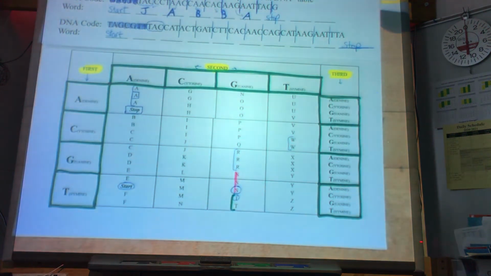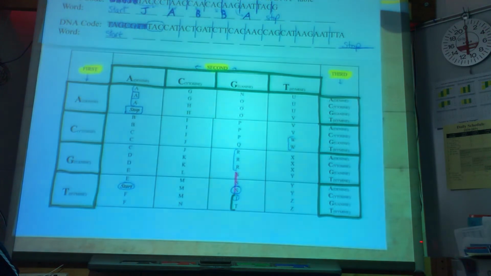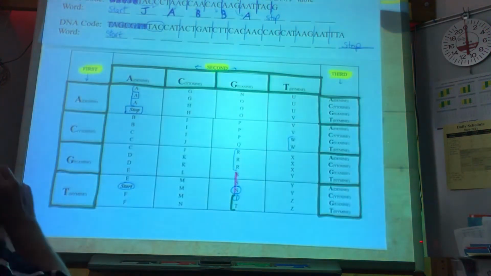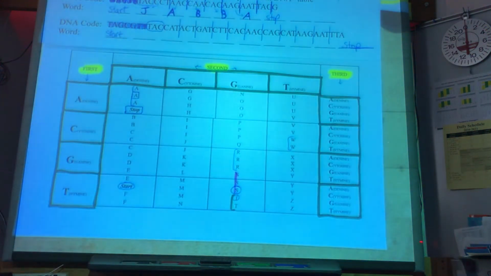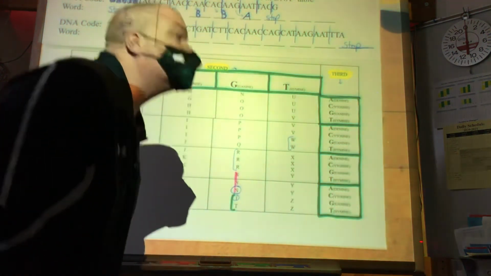So where in that sequence is a TAC? Circle where you see the first TAC. Right there, yep, that's where we start. That's our start. So now what's the three-letter combination after TAC? What is it? CAT. So, CAT.